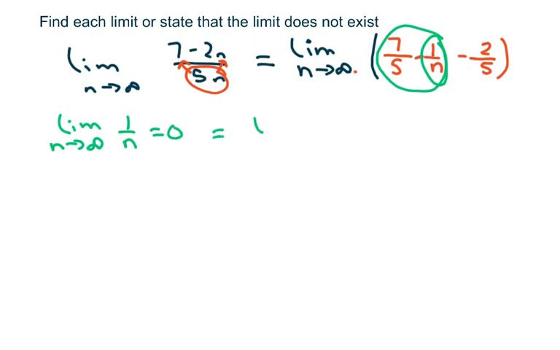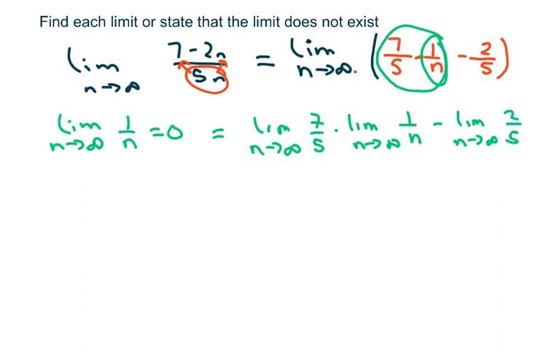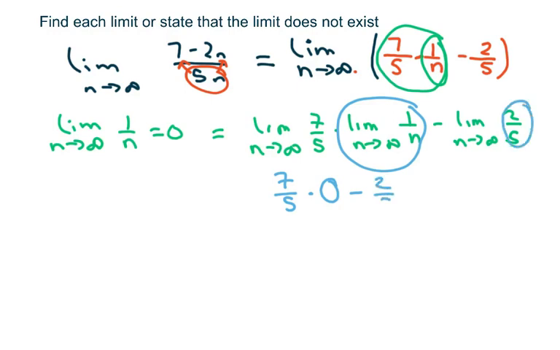So what we have here is the limit of 7/5 times the limit as n approaches infinity of 1 over n, minus the limit as n approaches infinity of 2 over 5. Now, this equals 0 here. And the limit of a constant is just a constant, times 0, minus, and this is a constant, 2 over 5. So this will be 0 minus 2 over 5, which equals negative 2/5.